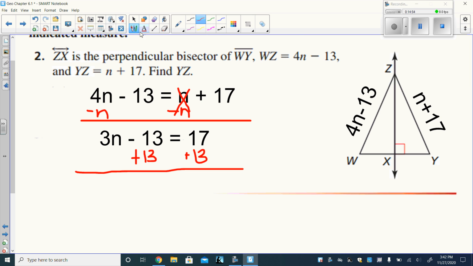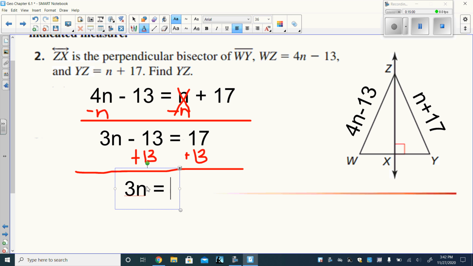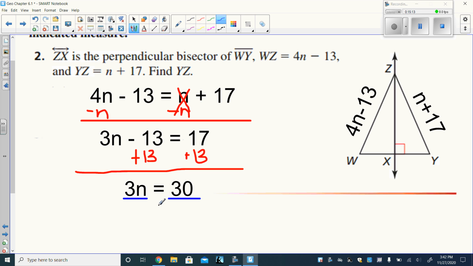When I add 13 to both sides, on the left side I will have 3n by itself. There's nothing else added or subtracted because our negative 13 plus 13 will cancel. Now 17 plus 13, if we add those together, we will get 30. Now we're almost done with solving for the value of n.